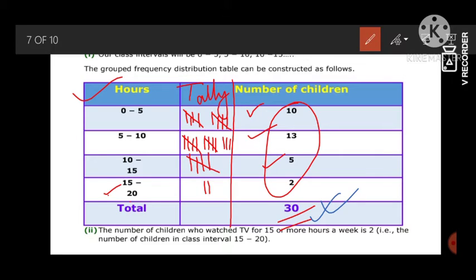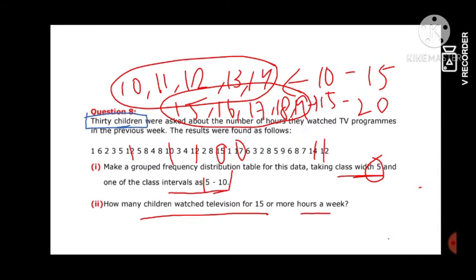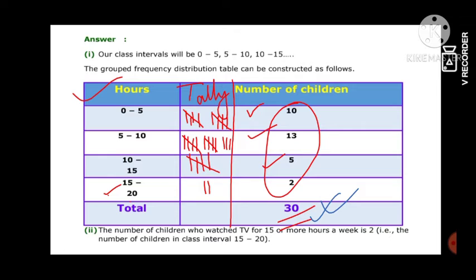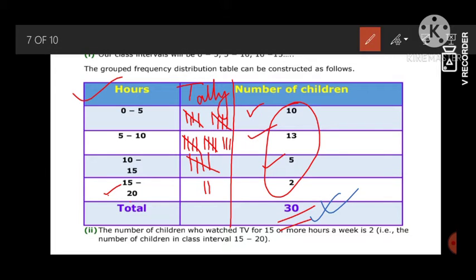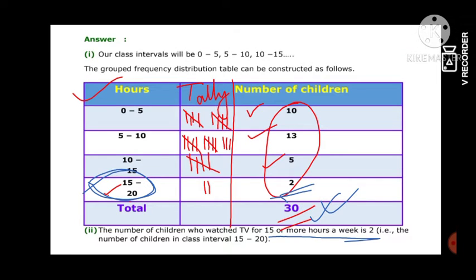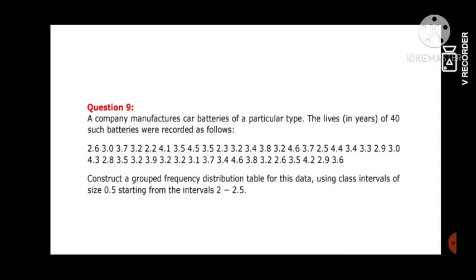The next question, subpart 2, was how many children watch television for 15 or more hours. 15 or more hours means this group. So how many children watched? Only 2 children. So the number of children who watch TV for 15 or more hours in a week is 2. So this was sum number 8.